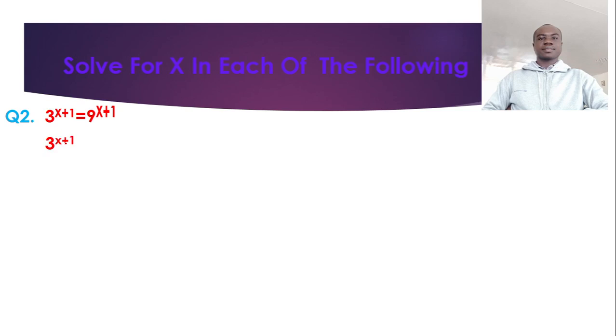And yes, there is. Our right side, we can write 9 in index form, that is 3 to the power 2, again multiplied by the already existing power, which is x plus 1, right? So what that means is that when we multiply 2 throughout the power, we have 2x plus 2, which is 3 to the power 2x plus 2, as you can see, right?